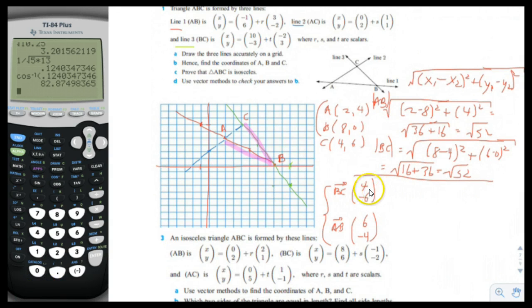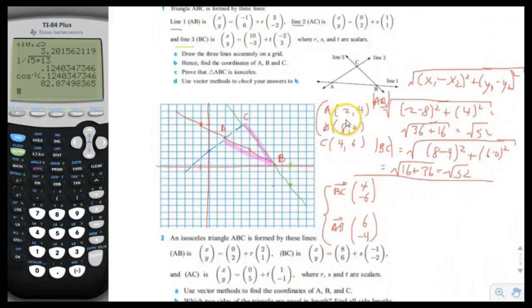First thing we're going to do is make vectors out of the points BC and AB. So for example, BC, we're going to take the vector B minus the point C, and we'll make a vector out of it. So 8 minus 4 is 4, 0 minus 6 is -6, so we've made a vector out of it, okay? And I don't know, maybe I did it in the wrong order, but it doesn't really matter because all we're going to do is figure out the magnitudes anyway.